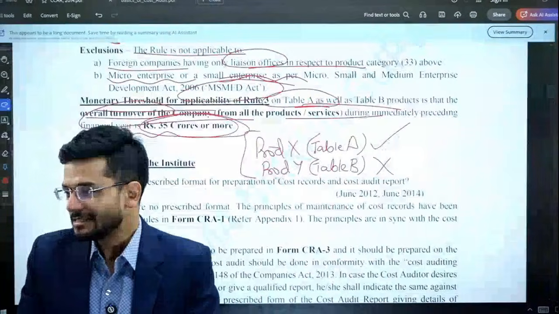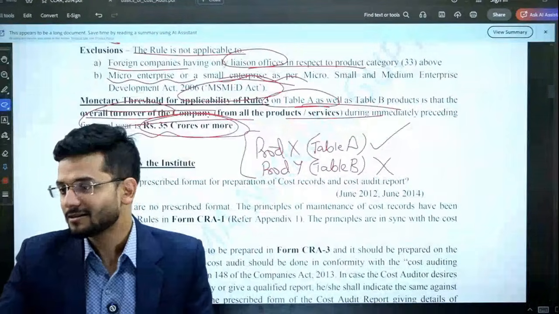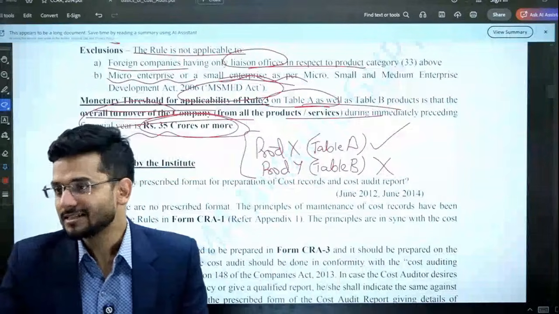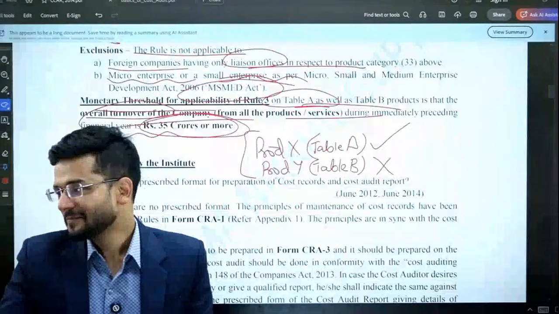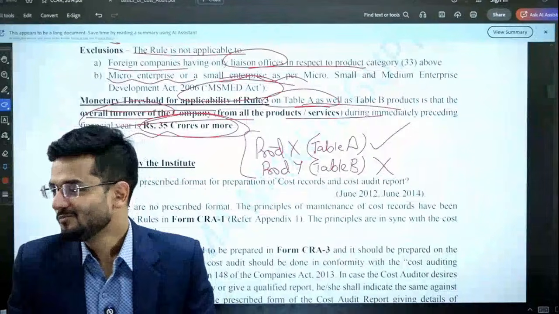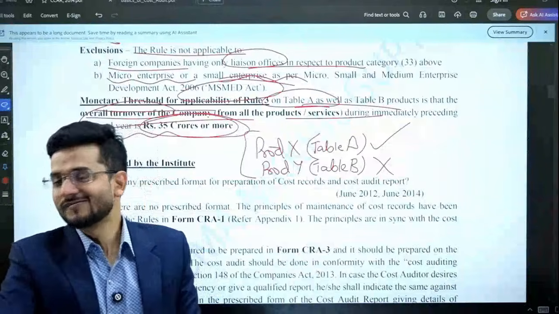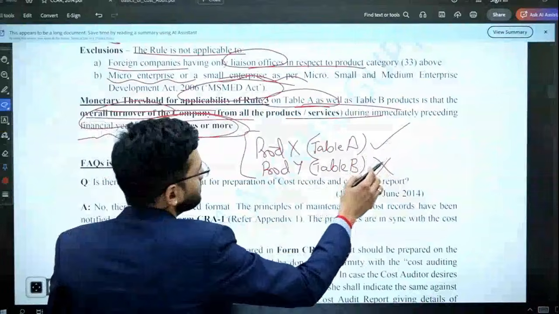Can there be any situation like this? No one is answering. Is it that tricky a question? Okay, Rohit has answered no. Any other answer? So guys, this is not possible.